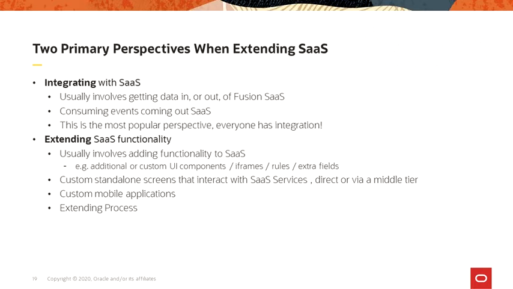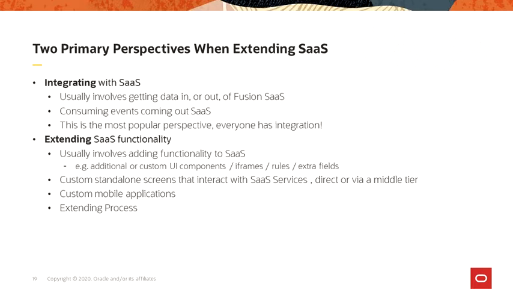On the other side, you've got extending SaaS functionality. And here we're usually talking about building additional user interface screens, iframes, rules, maybe some extra fields. You might be creating standalone screens that interact with the SaaS services. They don't go into Fusion SaaS. These are custom UI. So for a big telco in Europe I'm working with, they've created some screens for their customer service representatives to query customer data. They never log on to Fusion SaaS. It is a specific UI for these guys, and they've built that using UI technologies.